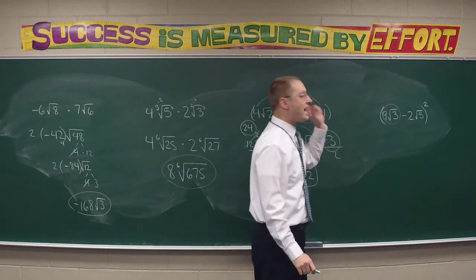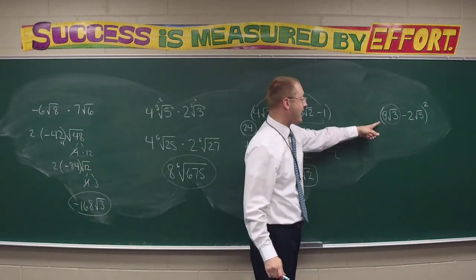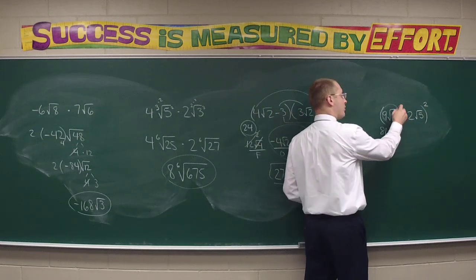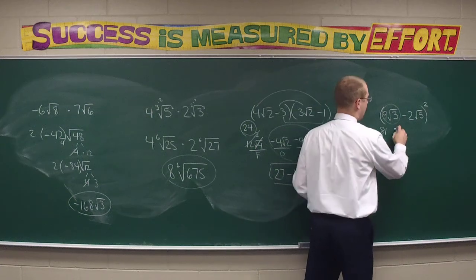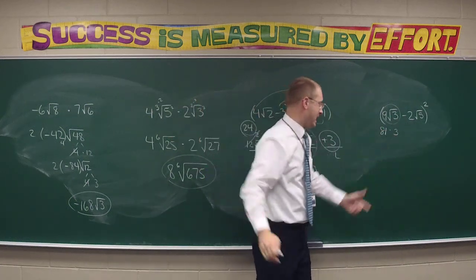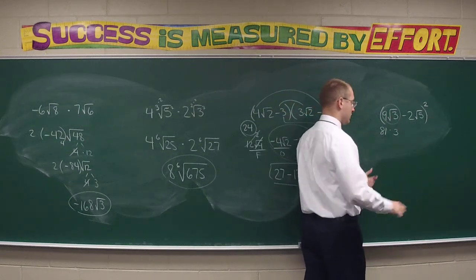When you square the first, you got to square both parts. You got to square the 9, Michael, to get 81. And you have to square the square root of 3 to get 3. Because when you square the square root, class, you get the radicand. So, of course, 81 times 3 becomes 243.